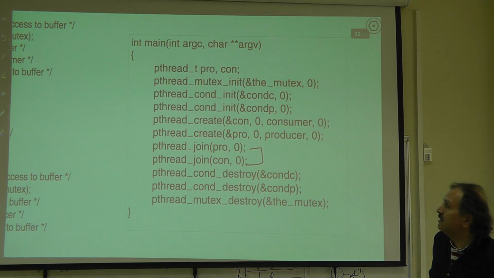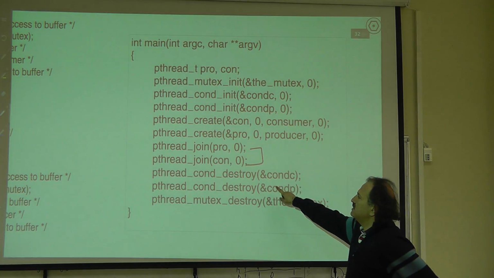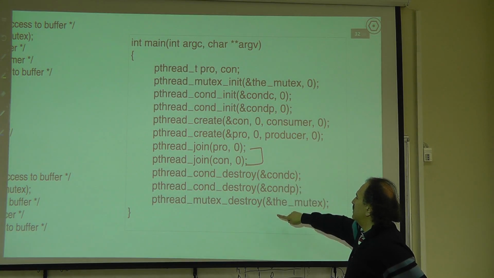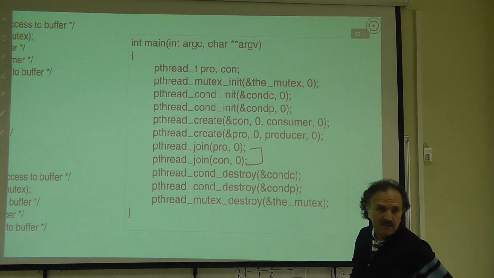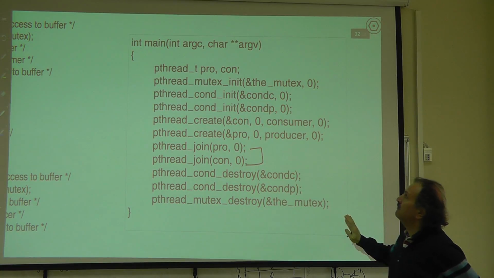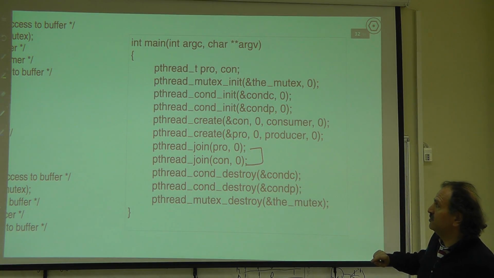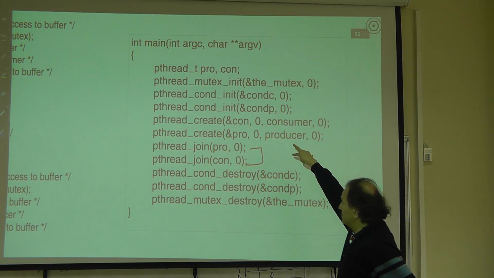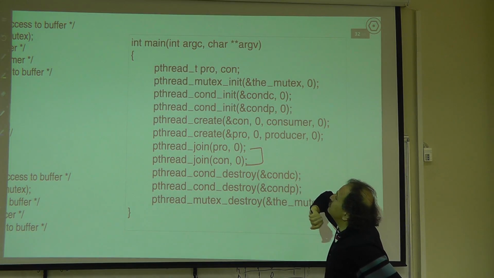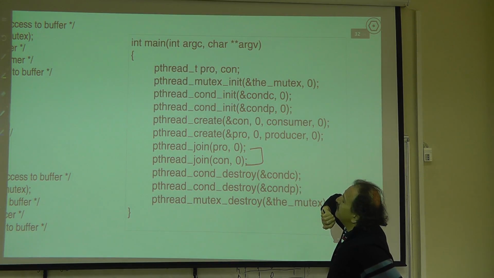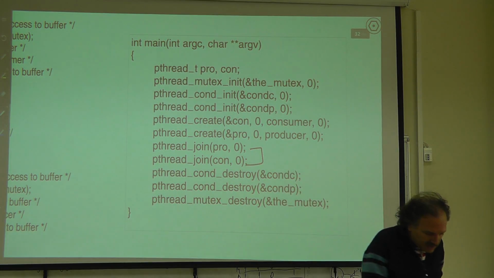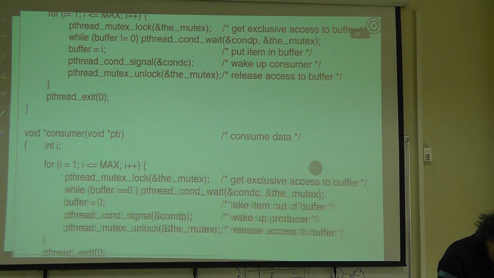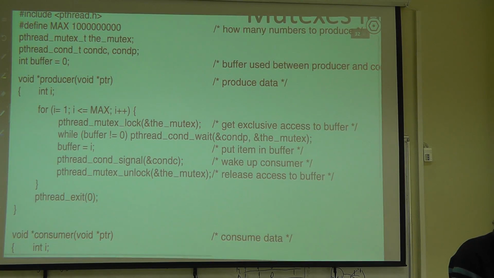They wait for the threads to finish their job, right? Okay, and after that I release the condition variables and I release the mutex. So this is the main function. As soon as I create these two threads, they will start running. Let's look at each of them one by one.